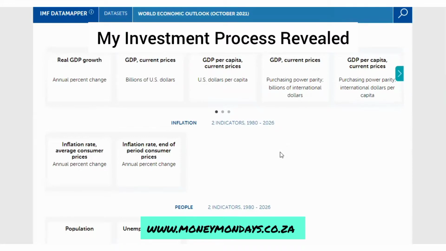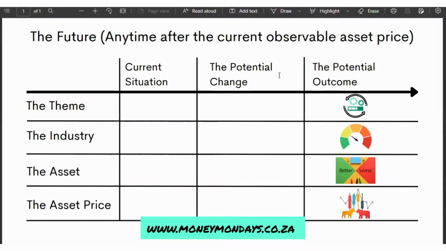We're going to be using IMF data to come up with ideas about the world, and then we're going to use TradingView to analyze our assets, and then we're going to use Easy Equities to actually buy the assets. So the investment process that I use is something called a macroeconomic process.